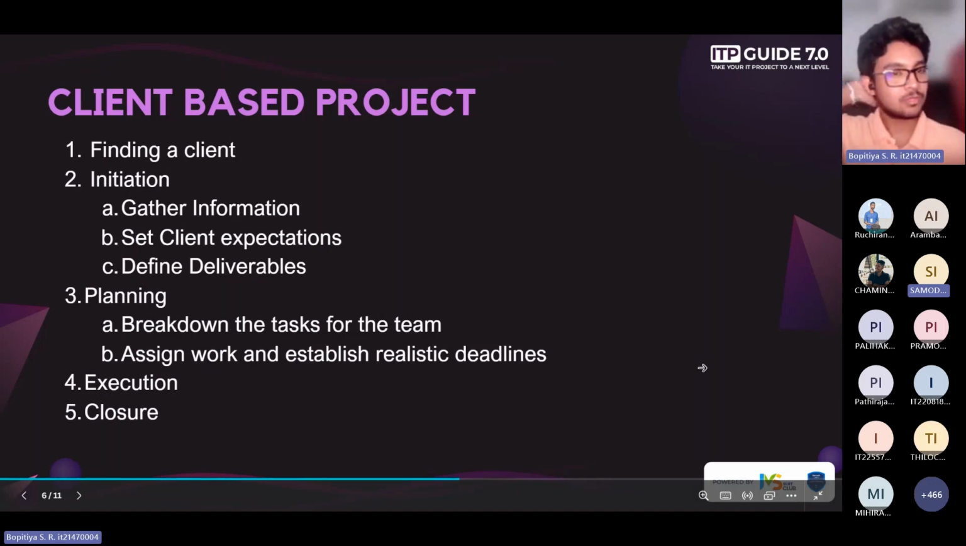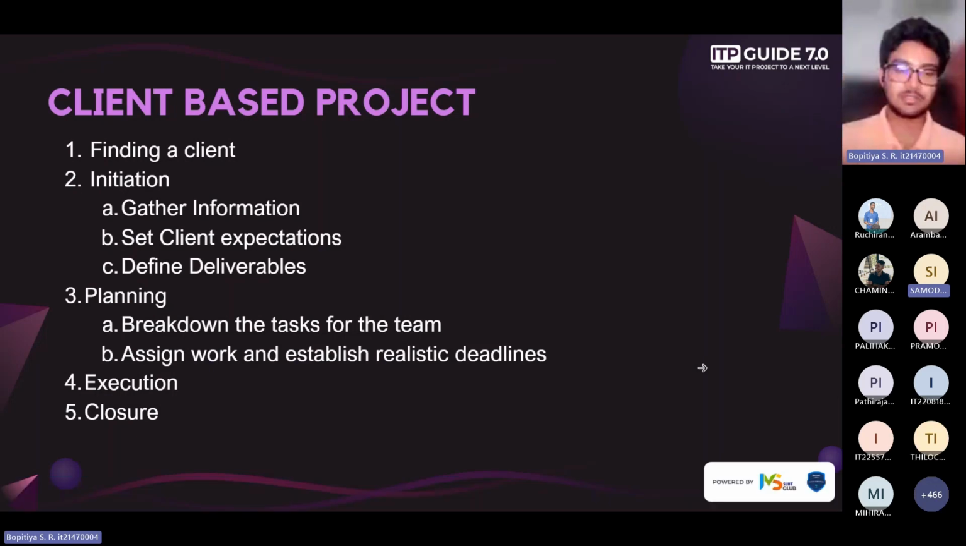Right. Okay. So yes, as I mentioned, there are two approaches. One is the client-based approach and the real world project approach. What I would recommend is the client-based project approach, so that you get the chance to work with a client. So when you start running a client-based project, there are certain steps that you need to follow. First thing is that you need to find a client.